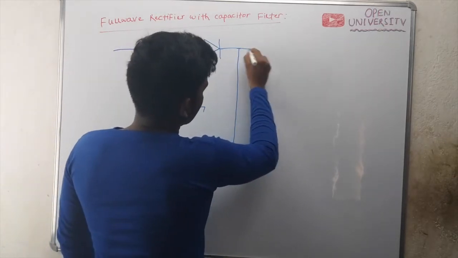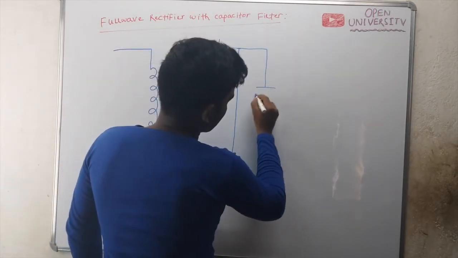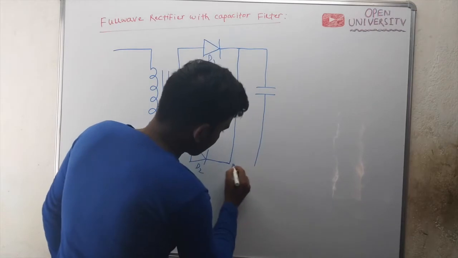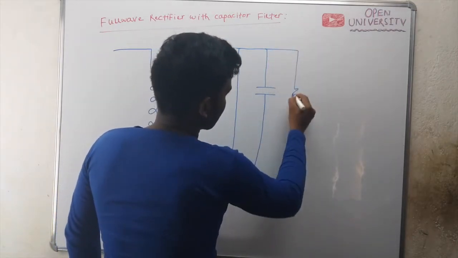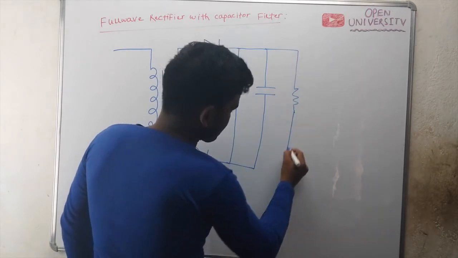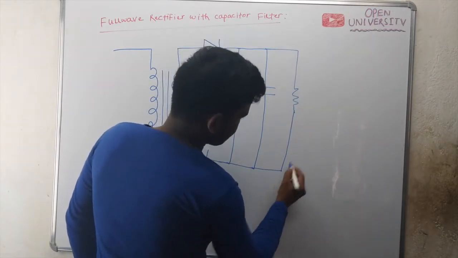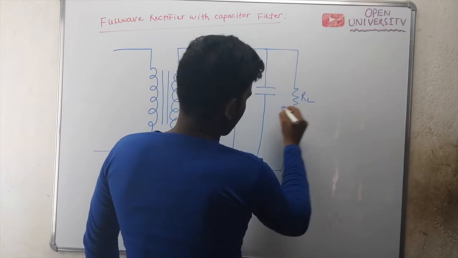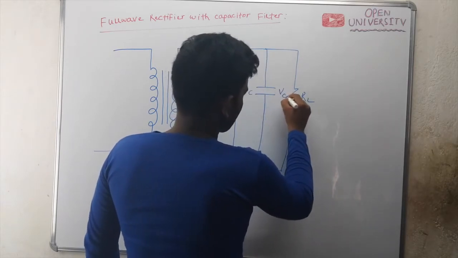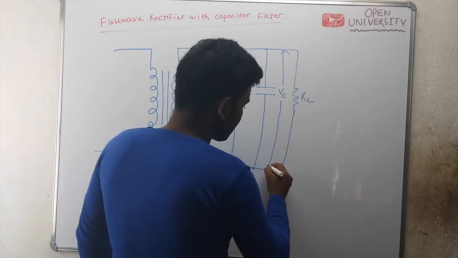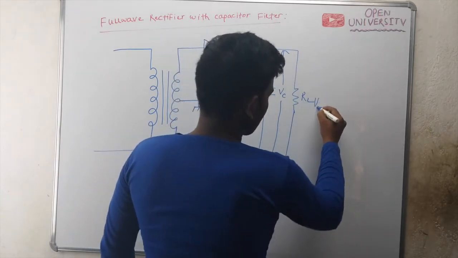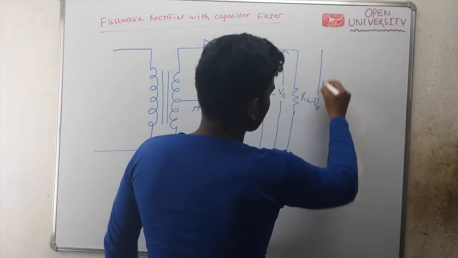Then I am connecting a capacitor filter like this. Then in parallel to the capacitor, I will be connecting a load resistor RL. This is your RL, this is your capacitor. The voltage across the capacitor is VC, and this is your output voltage V0.